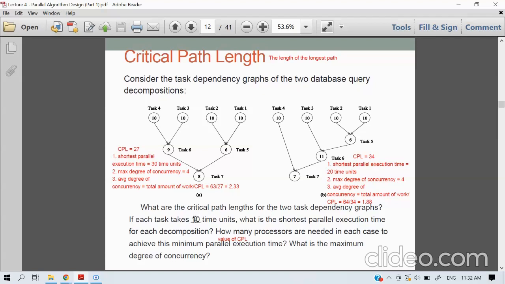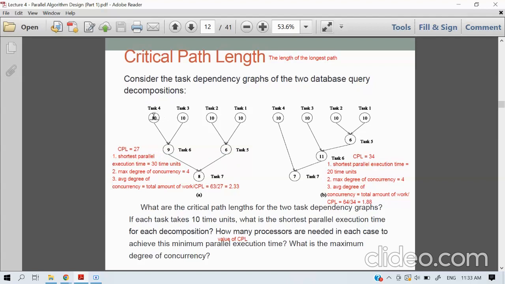So let's find the important points that we need to design the algorithm. The first thing that you need to know is what is the critical path length in the graph. So how to identify the critical path length? To calculate it, you need to know the definition of critical path length, which is the length of the longest path. So in this graph, you need to find which one is the longest path.